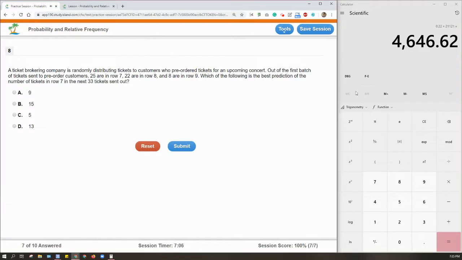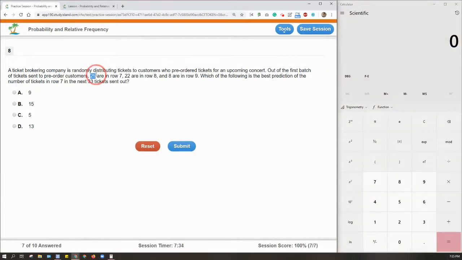Number 8. A ticket brokering company is randomly distributing tickets to customers who pre-ordered tickets for an upcoming concert. Out of the first batch of tickets sent to pre-order customers, 25 are in row 7, 22 are in row 8, and 8 are in row 9. Which of the following is the best prediction of the number of tickets in row 7 in the next 33 tickets sent out? So how many tickets right now are in row 7?